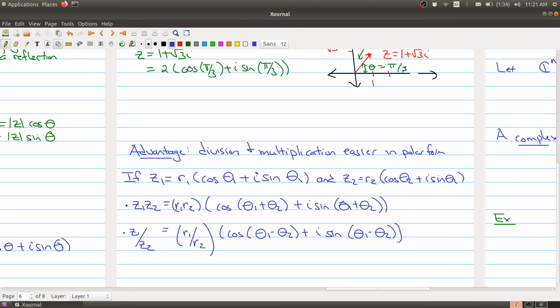So we'll take a brief pause, and then in our last part we'll start bringing complex numbers into linear algebra.